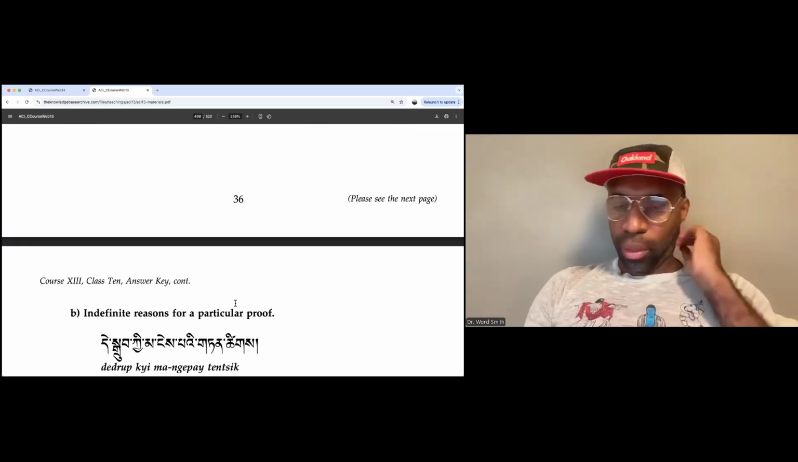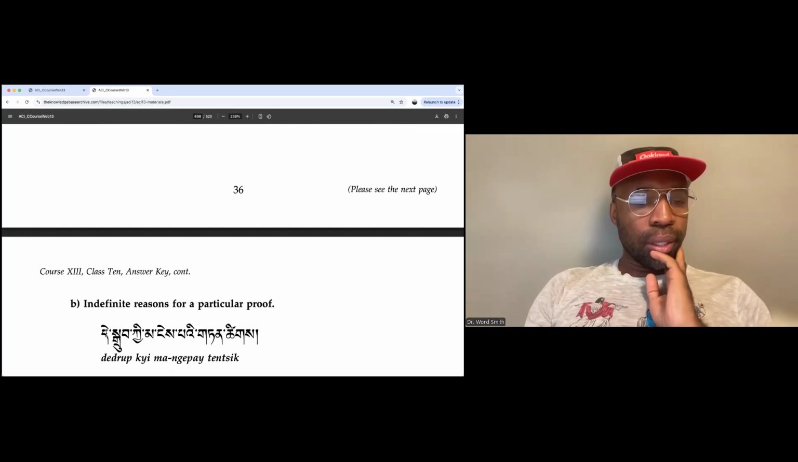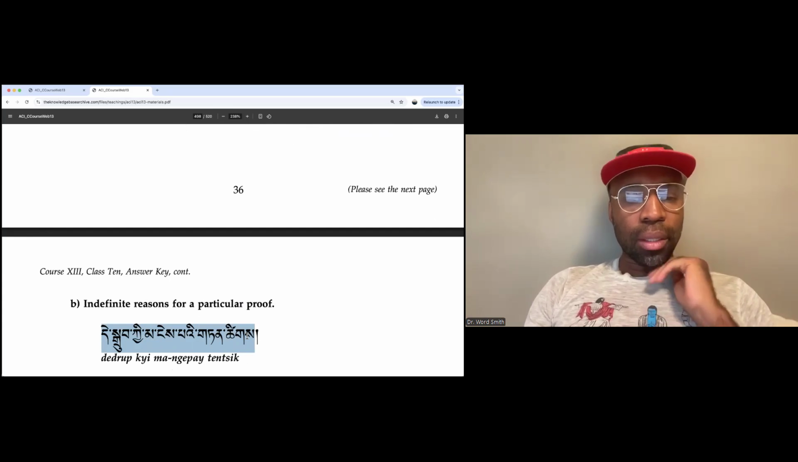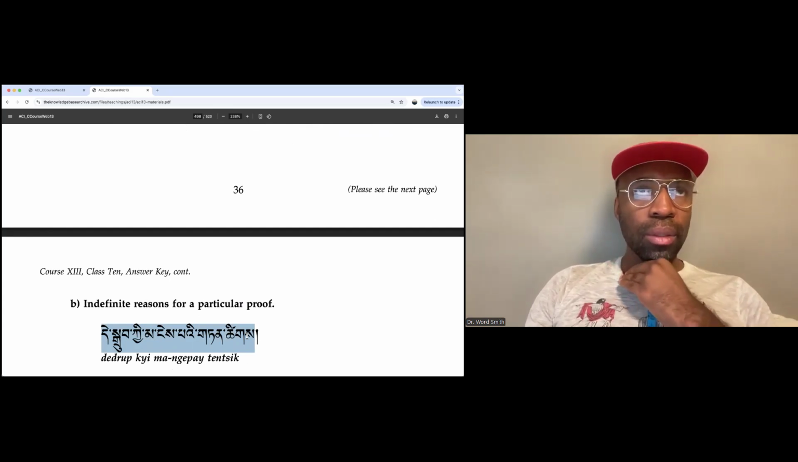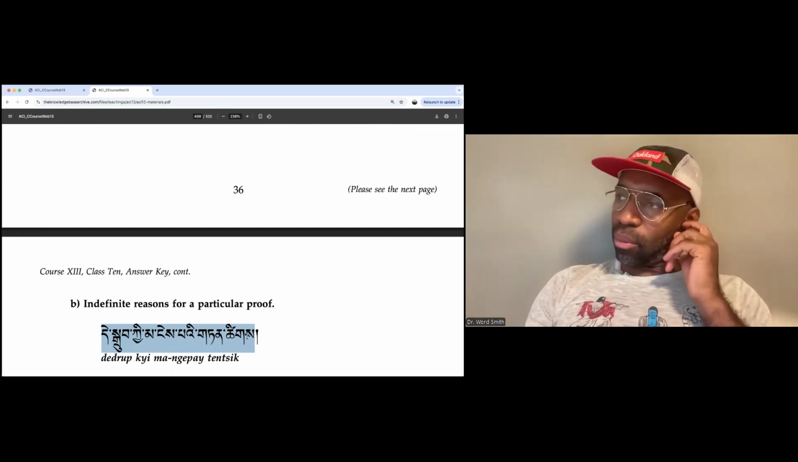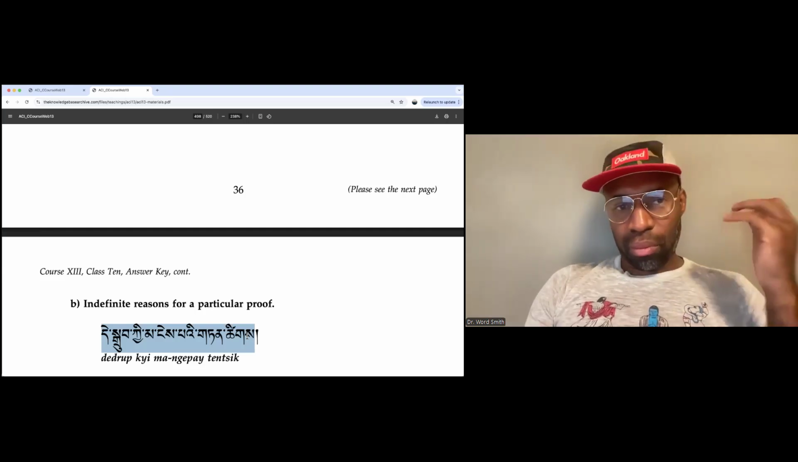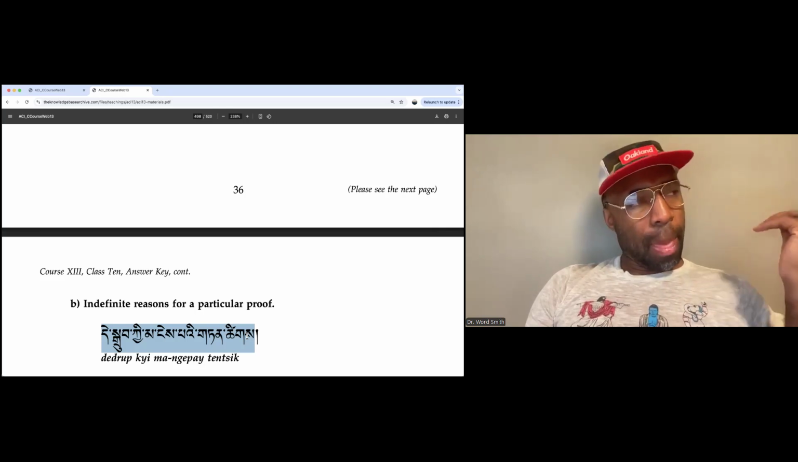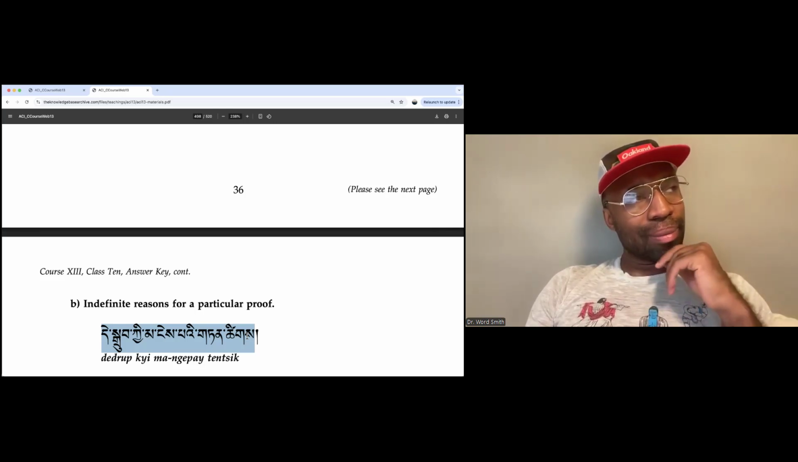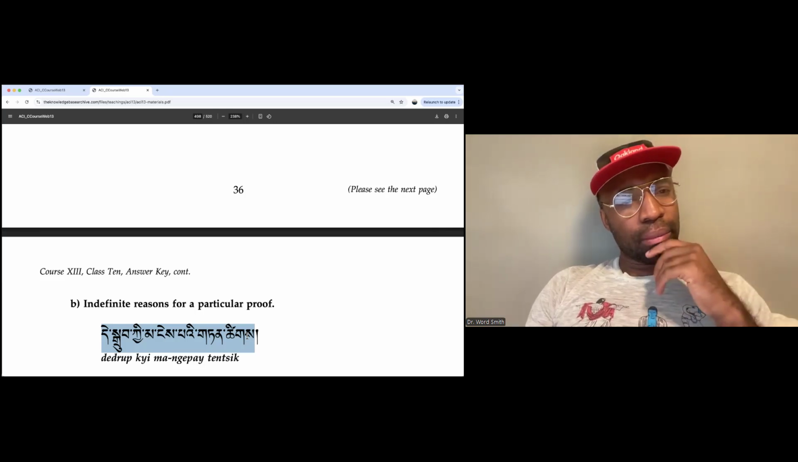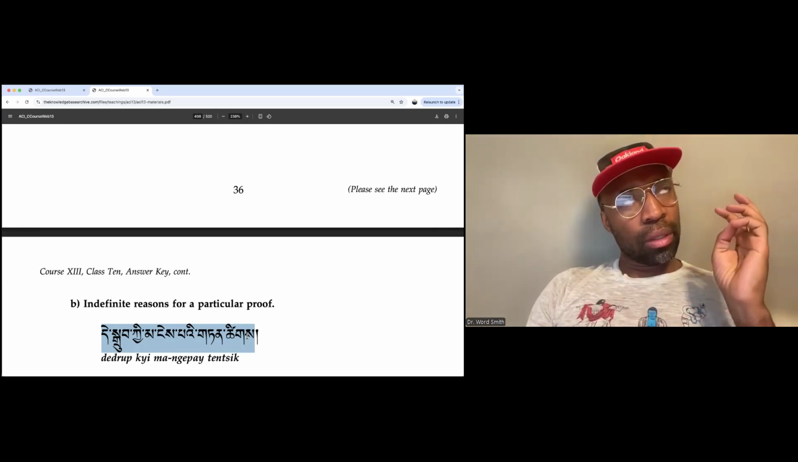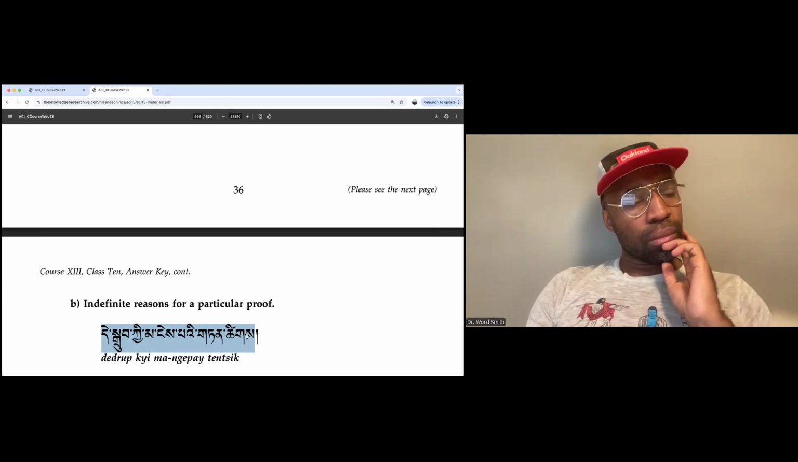Indefinite reasons for a particular proof. Yeah, exactly. Consider sound. It's a changing thing because sound exists. Could it exist as a non-changing thing? Because I hear it, that could be a proof too. Consider sound, it's changing because it's sound? I don't know.